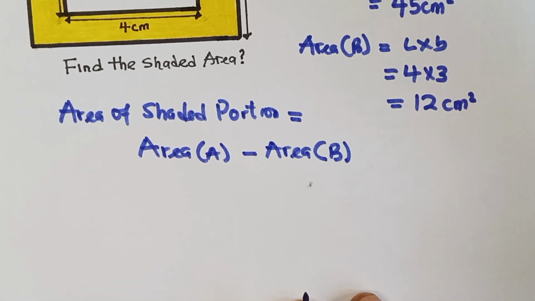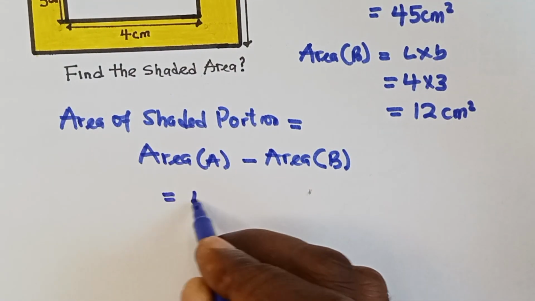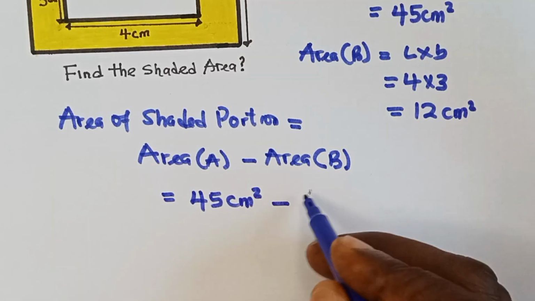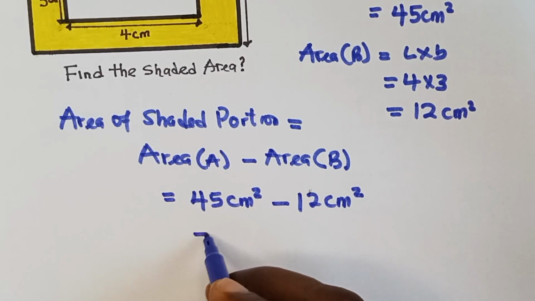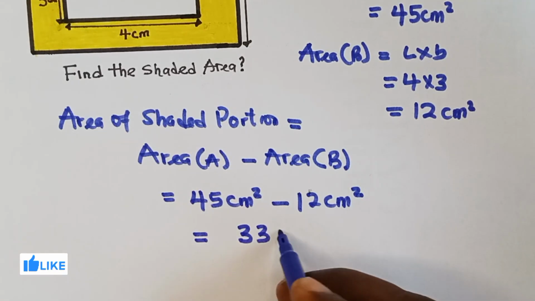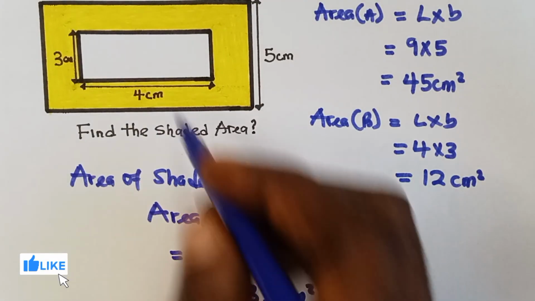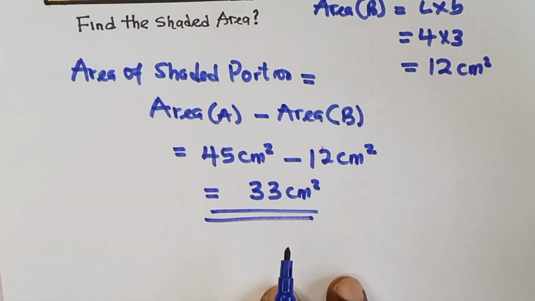And then what is the area of the bigger rectangle? Area A is 45 centimeters square, minus the area of the second one, which is 12 centimeters square. If you subtract 12 from 45, we have 33 centimeters square. That means the area of this shaded portion is 33 centimeters square. You can see it is very easy.